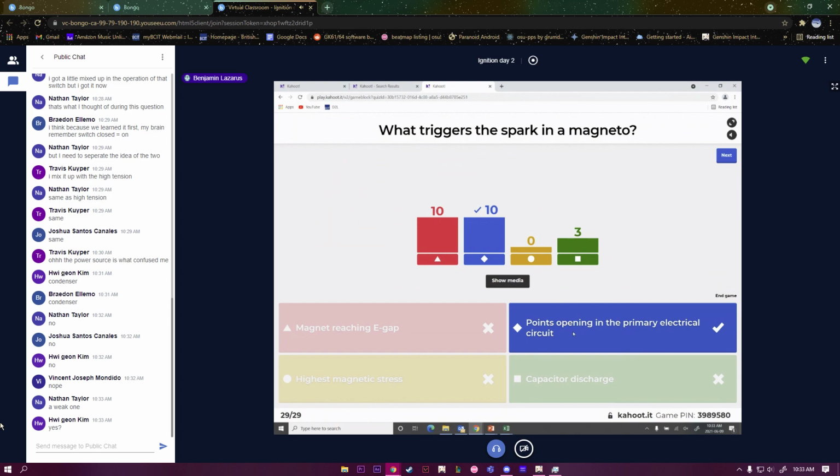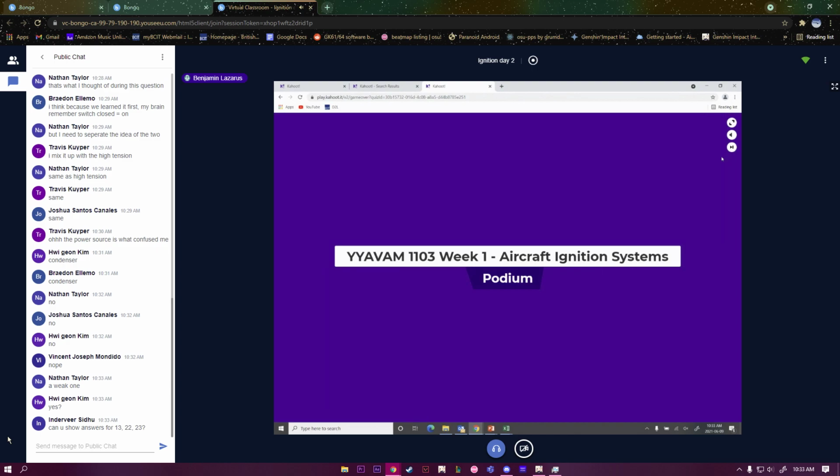How weak it is will depend on how far away from E gap we are. There are some places where we could open it and we will not get a spark. In general, if you're a little bit off, you'll get a spark, but it won't be full voltage. So the spark is triggered by the points. That's the whole point, no pun intended, of the points: they trigger the spark.